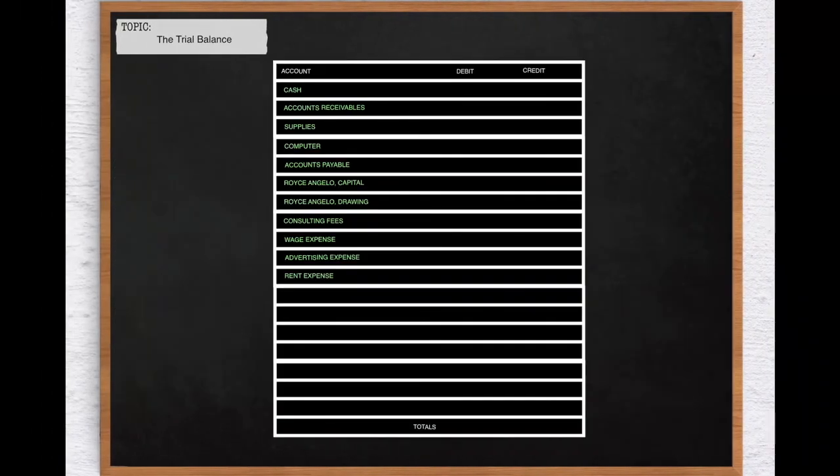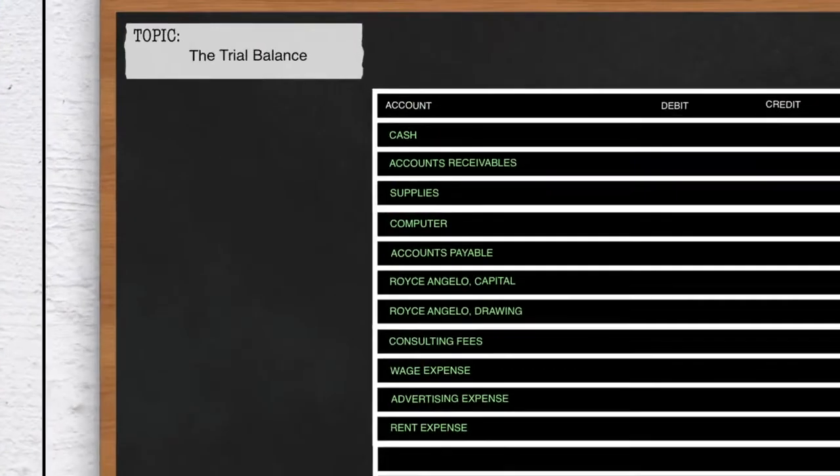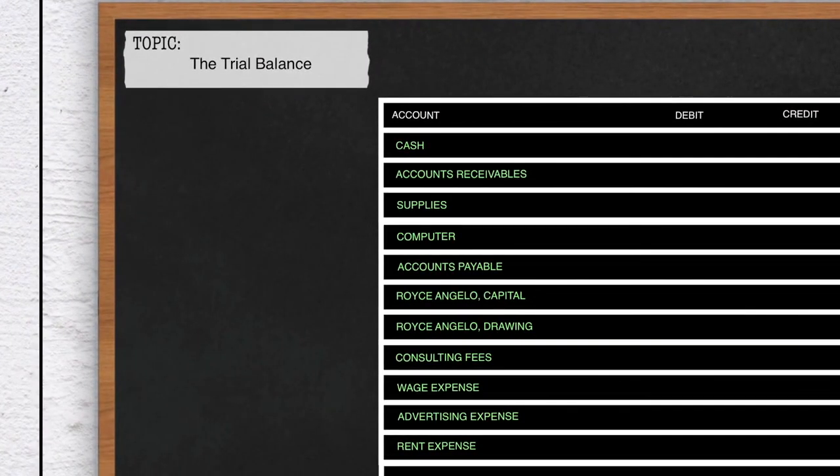The last topic for this video is the trial balance. The trial balance ensures that debits equal credits. So first we journalize in the journal, then we post to the general ledger, and from there we create a trial balance. Later we'll learn this trial balance is actually called an unadjusted trial balance. So what's the purpose of this trial balance? To ensure debits equal credits.